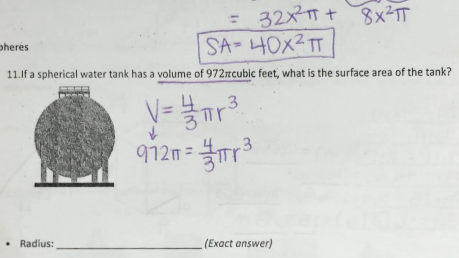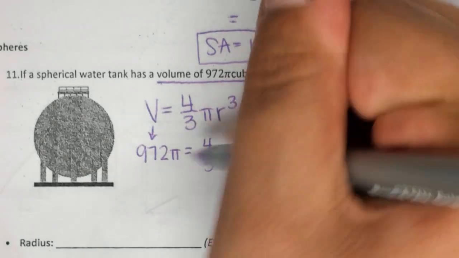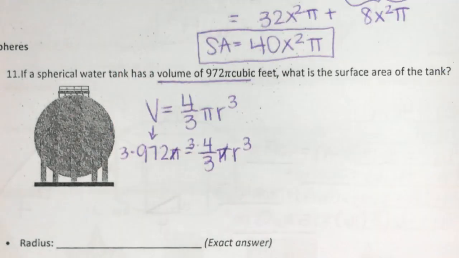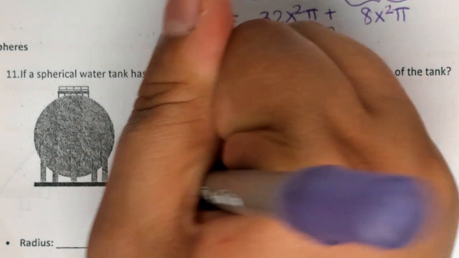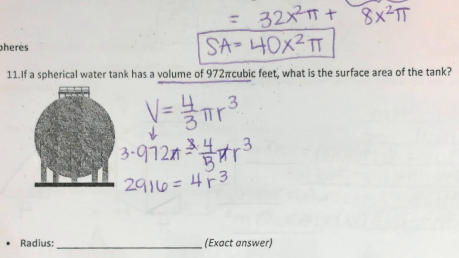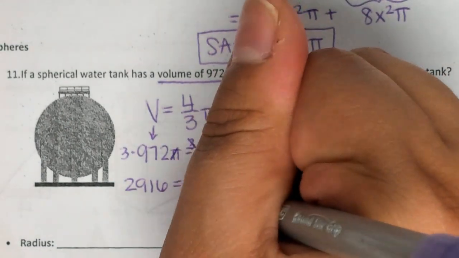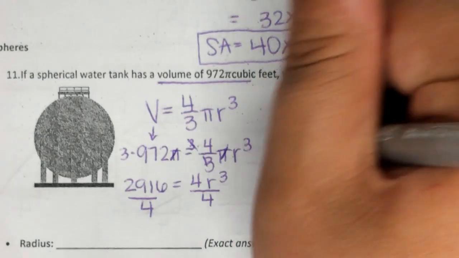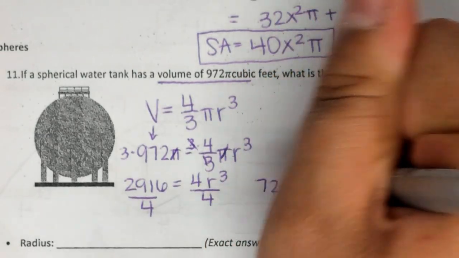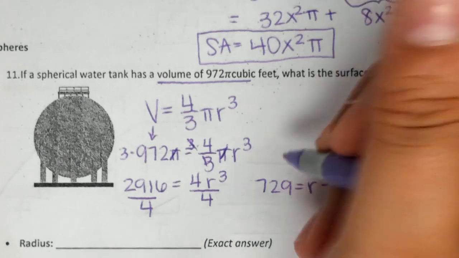Plug in what I know, and what do I do? Cancel out the pi's and multiply by 3. If I multiply 972 by 3, I get 2,916. And that gives me 4r cubed. Now what? If I divide that by 4, that gives me 729 equals r cubed. Cube root it.